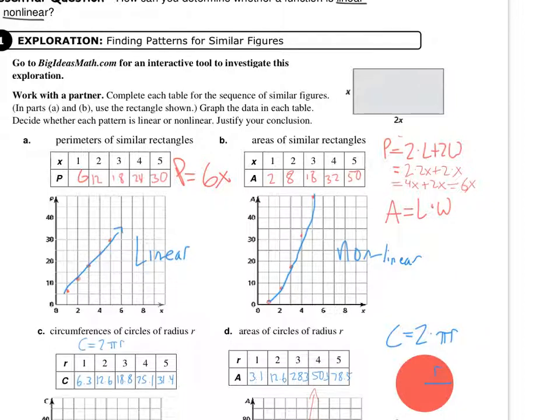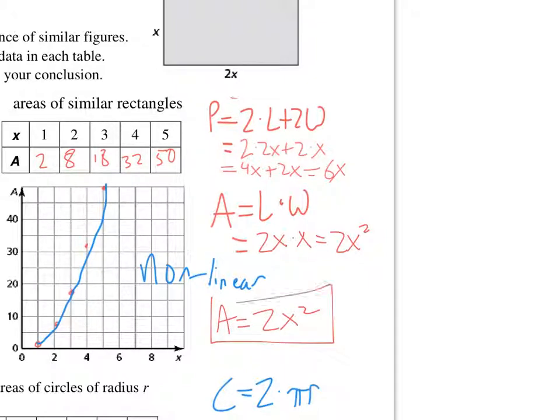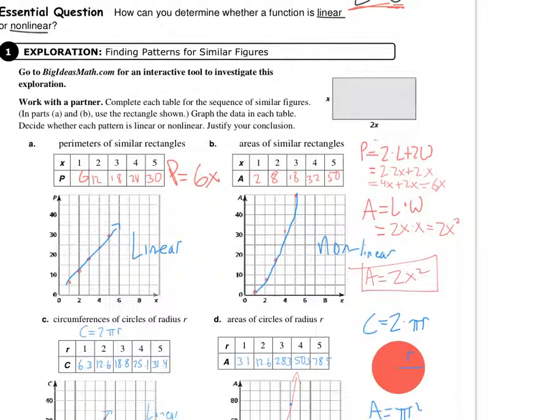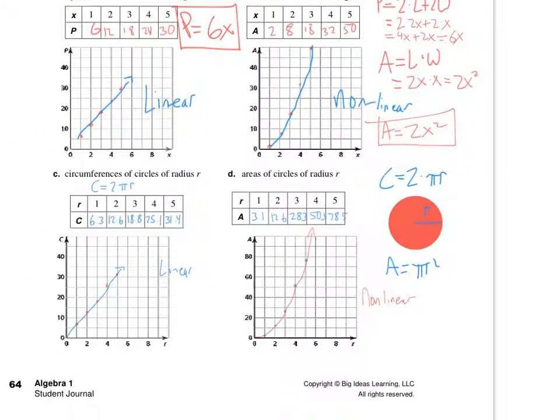Here, we could come up with an equation for the area. Area is length times width. Let's call the length 2x, and the width is x. And so that's 2x squared. So our area is 2x squared. We want to think about how we could know that the graph is going to be linear. One, by looking at the graph, that should be easy. Two, by looking at the table. And three, by just looking at the formula and knowing.